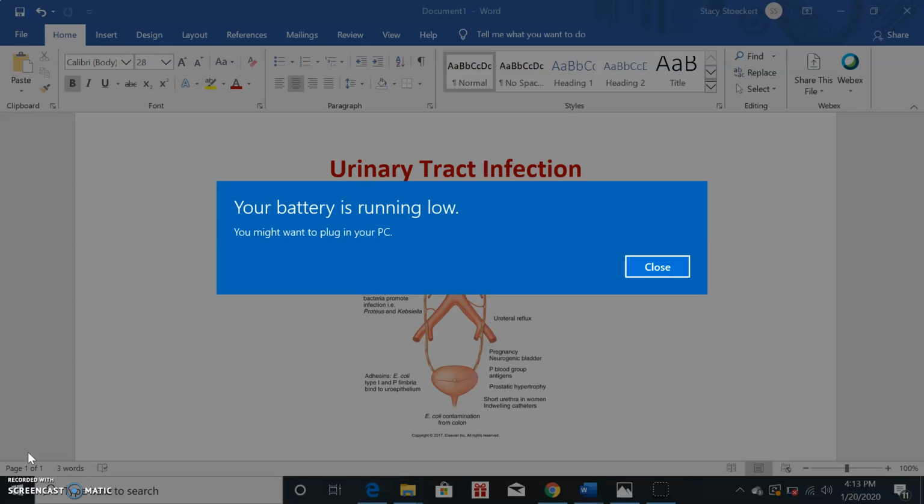And this concludes our discussion on urinary tract infections.